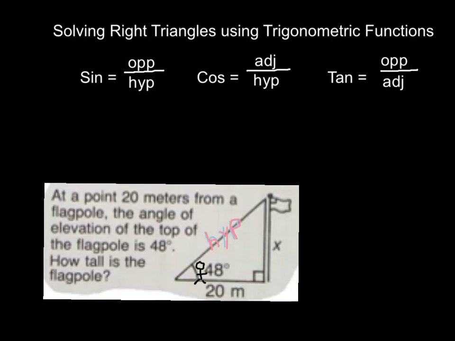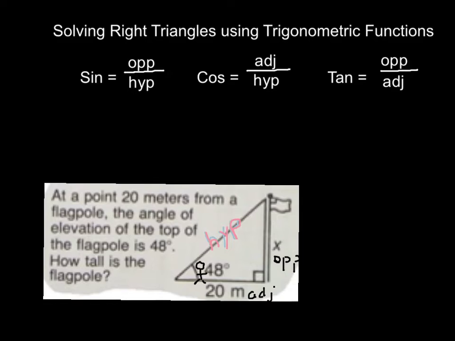But from that spot, what side is the x side? It's the opposite side, so this is opposite of where I'm standing. So let me write that here. That's the opposite from where I'm standing. What's the 20? That's the adjacent side from where I'm standing. And adjacent just means next to. Okay?